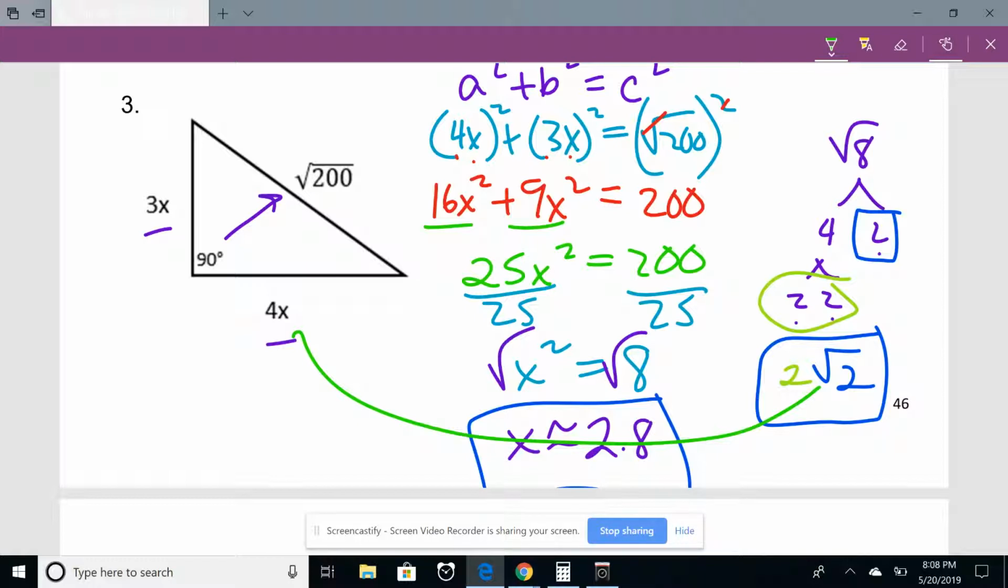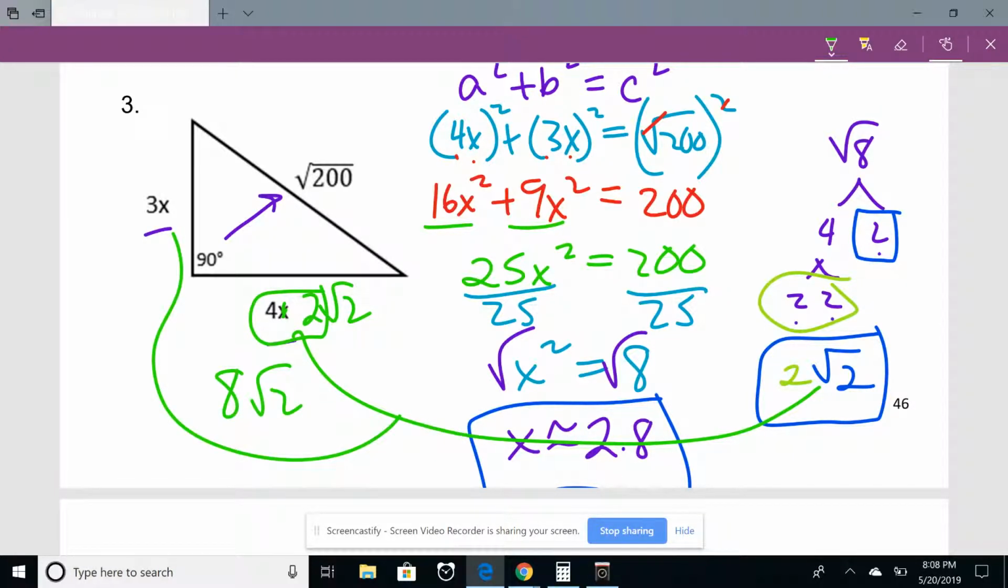4 times 2. You only multiply the numbers out in front. So instead of x, it's going to be 2 radical 2. So 4 times 2 is 8 radical 2, right? Because you just multiply those two numbers out in front. If I multiply this one over here, 3 times 2 is 6. Radical 2 stays on the inside. So those are the lengths of my legs. So once you solve for x, the problem's not done. Find the lengths of the legs just using multiplication. You multiply the number outside of the radicand.